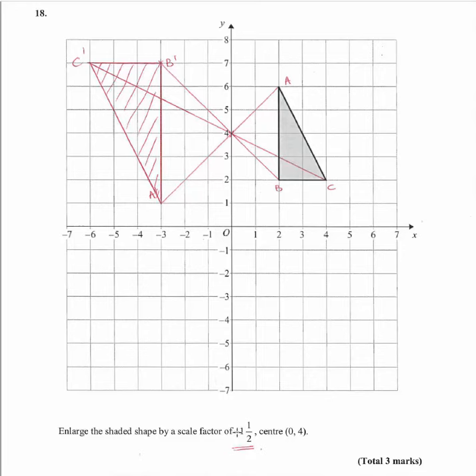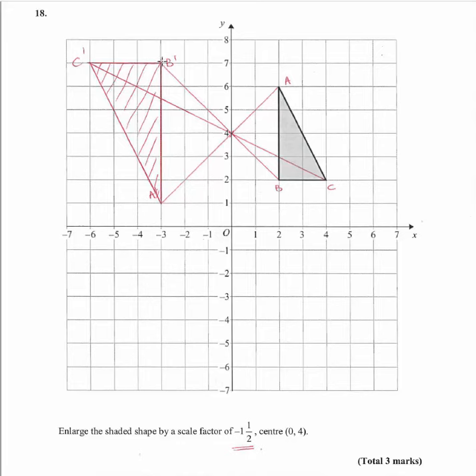So if it was just scale factor 1.5, I'd make this 1.5 times longer in the same direction. Or scale factor 2, make it twice as long in the same direction. Negative 2 would be twice as long in the opposite direction. So it's a negative sign that gives me the direction, plus in the same direction, minus in the opposite direction. And the number is how many times bigger I make it. So each of these distances is made 1.5 times longer in the opposite direction.